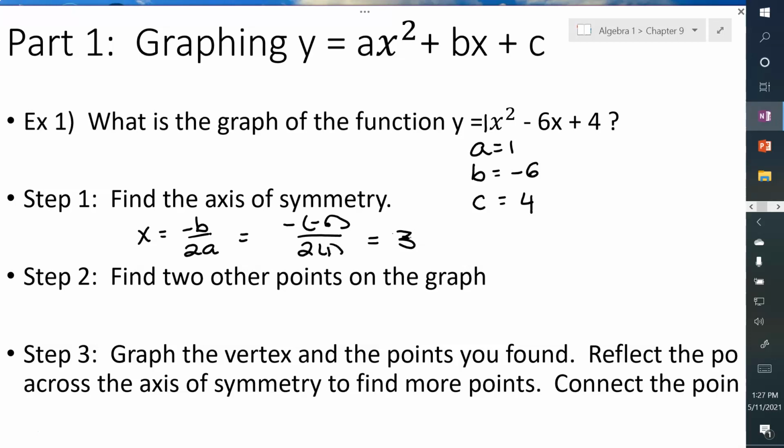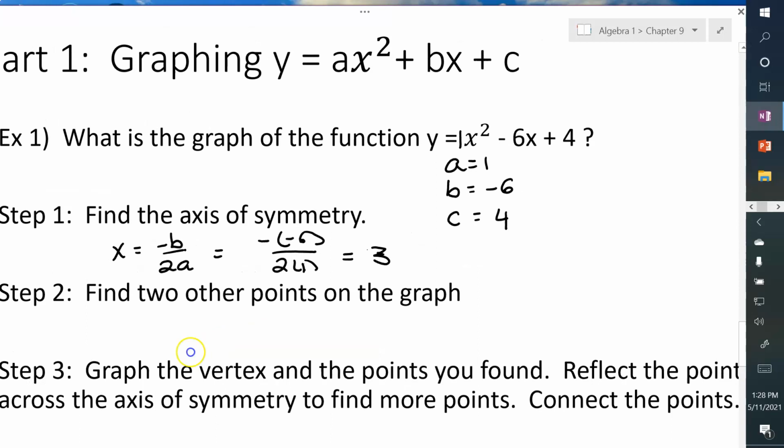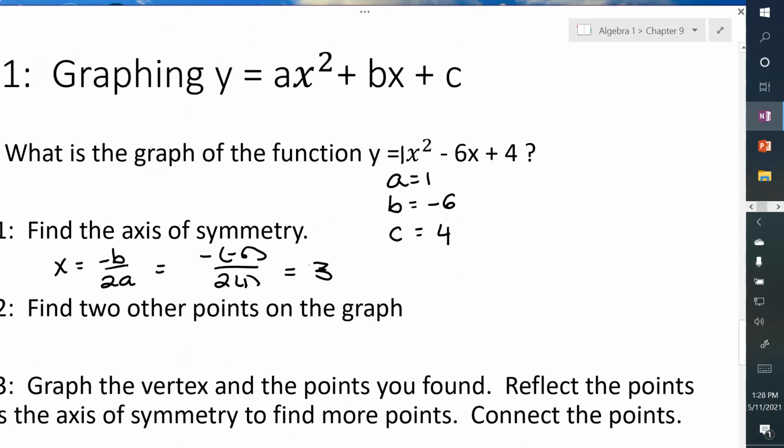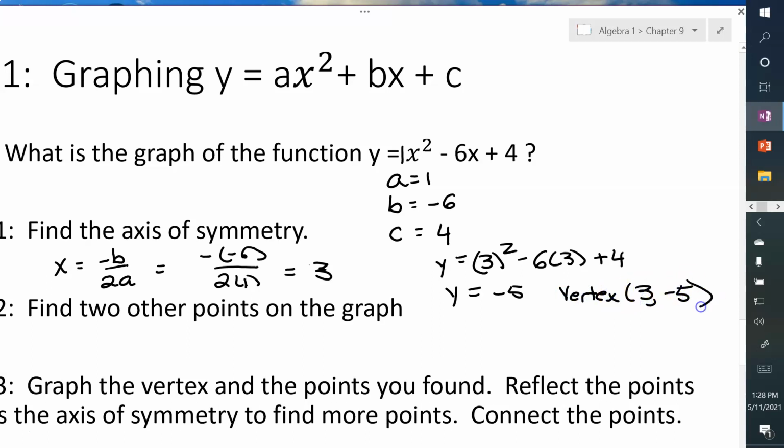And while I'm at it, let's go ahead and get the y-coordinate because that will give me my vertex. So I'm going to plug in 3. And so y equals 3 squared minus 6 times 3 plus 4. And if you punch that into your calculator, you're going to get negative 5. So that means our vertex is at the point 3, negative 5.